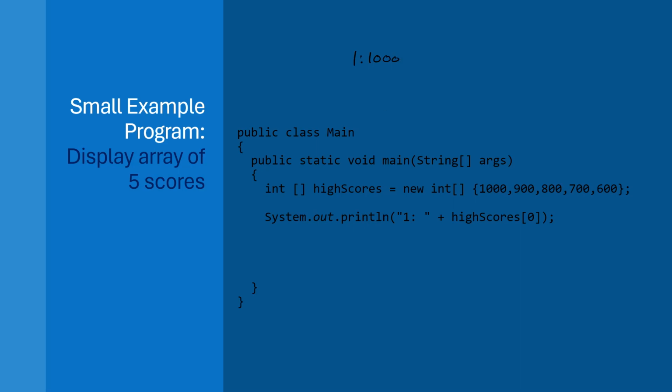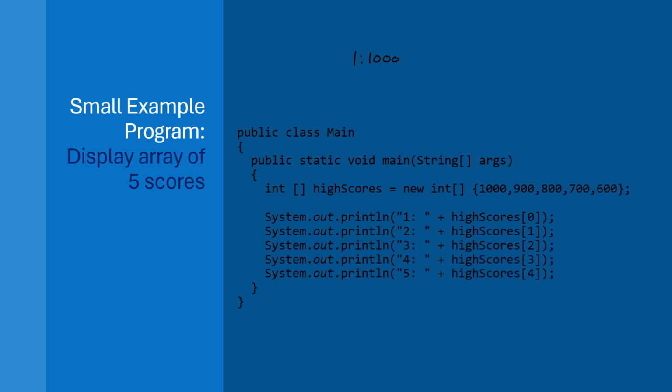Now I'm going to do it for the next 4. And we get something a little bit cleaner that looks like this. So we get 1 : 1,000, 2 : 900. So that's pretty good. Wasn't that much work. Now, of course, there's only 5 elements here. If I had 5 billion elements, that would be a lot more work. But that's where loops come in later on. And that's going to make our life super duper easy.